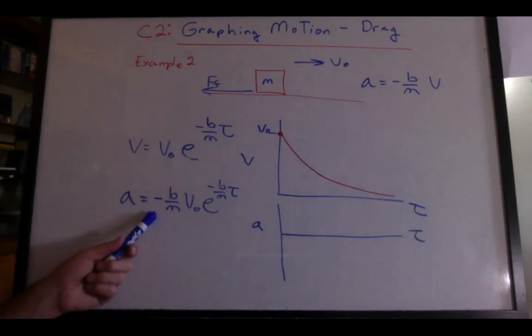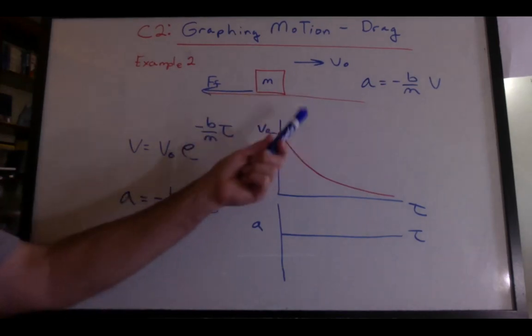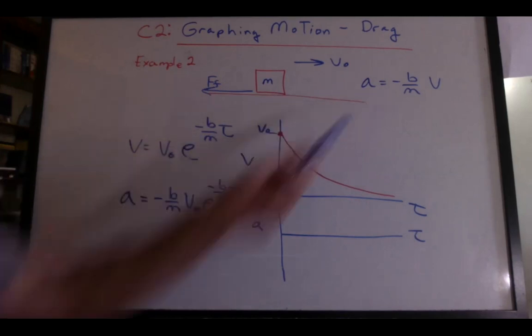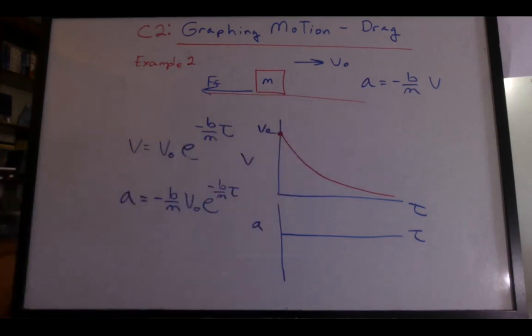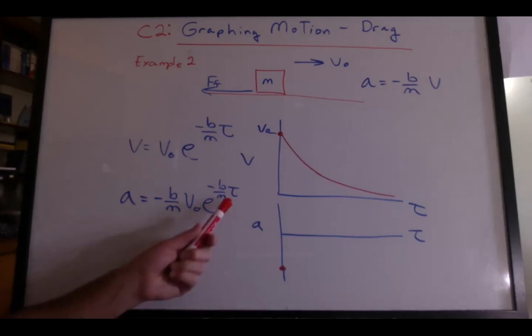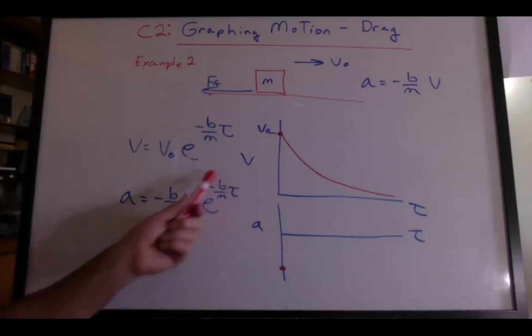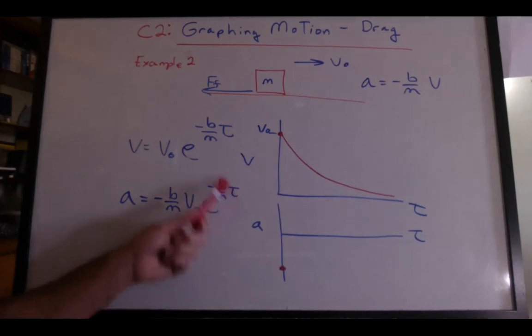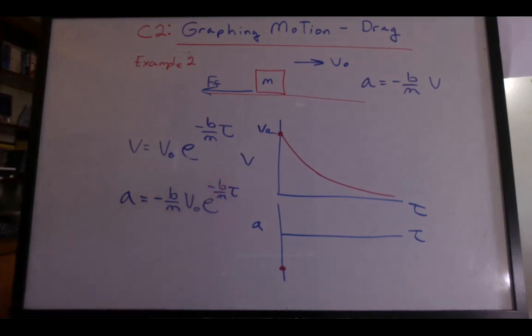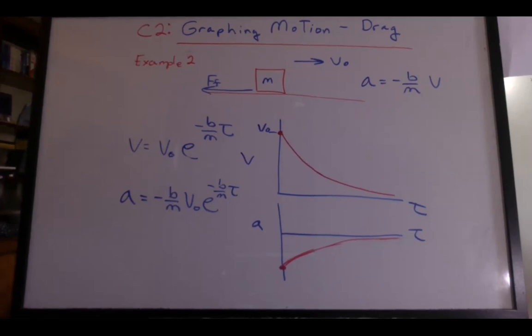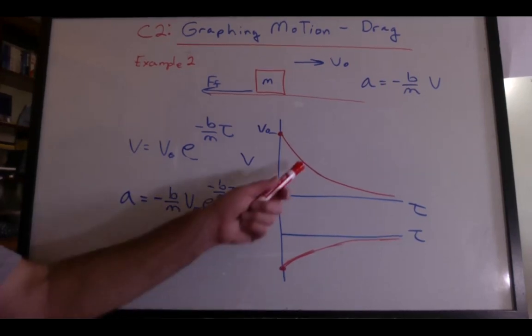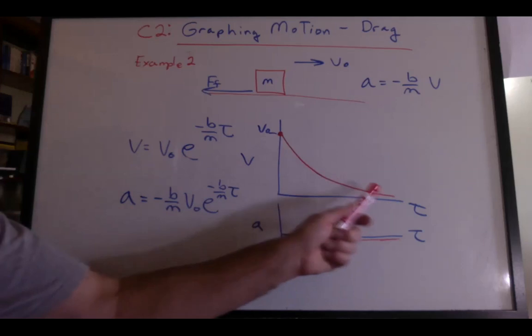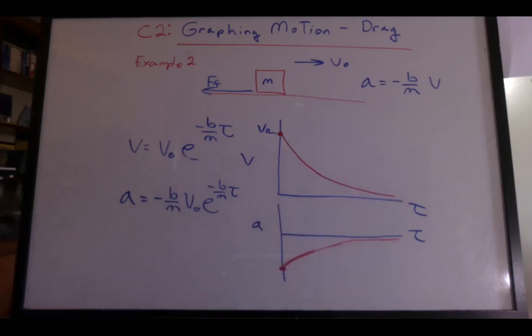What does that tell us about the acceleration? It should be negative, because if the velocity is forward, the friction's backwards, the acceleration is negative, and so we start off down here. Again, if you plug 0 in for t, all of this becomes a 1, and now we have a value for our acceleration at time 0. And as t gets bigger, this term gets smaller. And the acceleration approaches 0 as well. And that agrees with the shape of this curve. The tangent lines are getting closer and closer to a slope of 0.